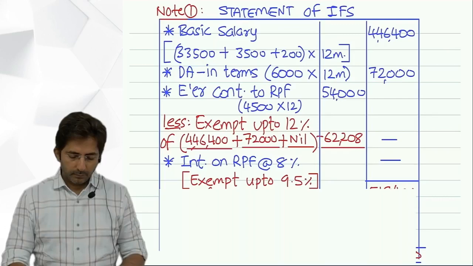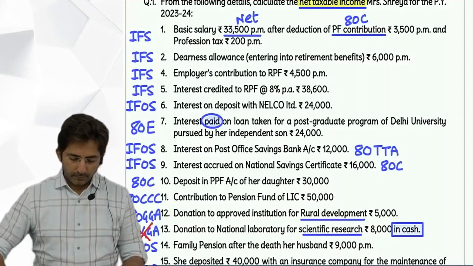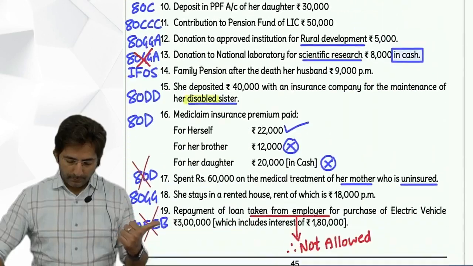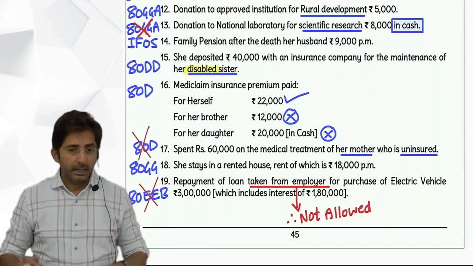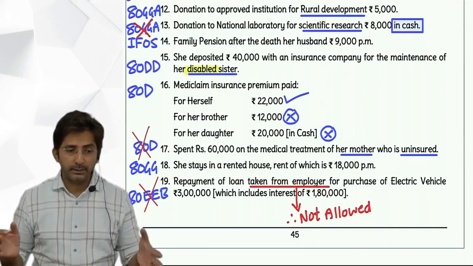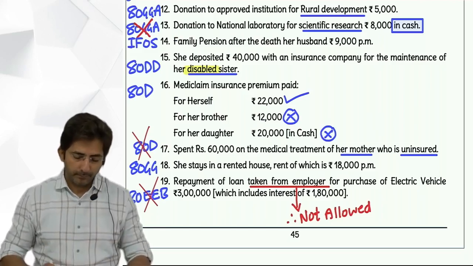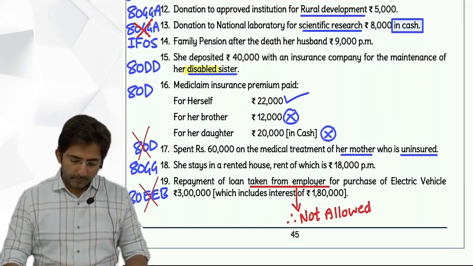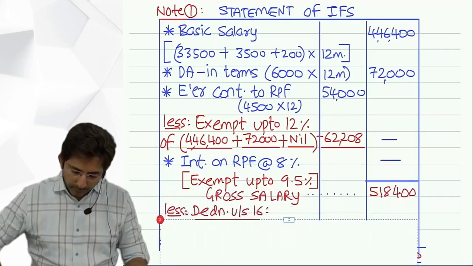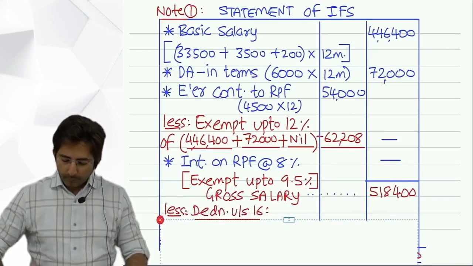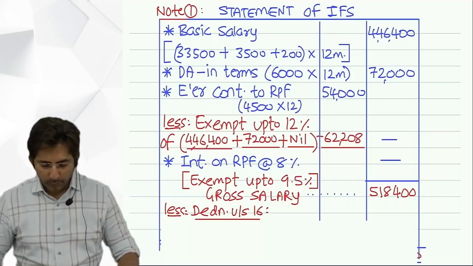Then do we have anything else in salary? You have to check. See, you never know. The last point of the question can be a salary point. Anything can be salary. These are mixed questions. They will give the question in a messed up manner, haywire. You have to search properly. So that's it, these are the only items. Now you can total up. Gross salary 518,400.